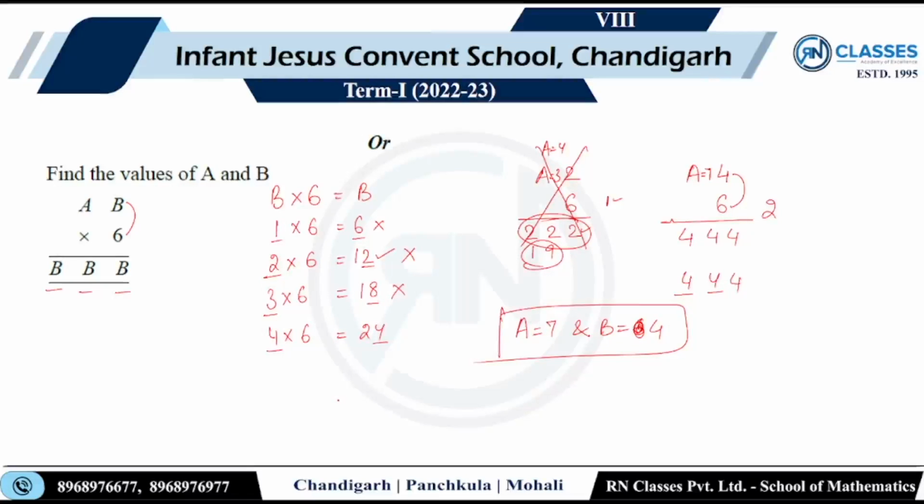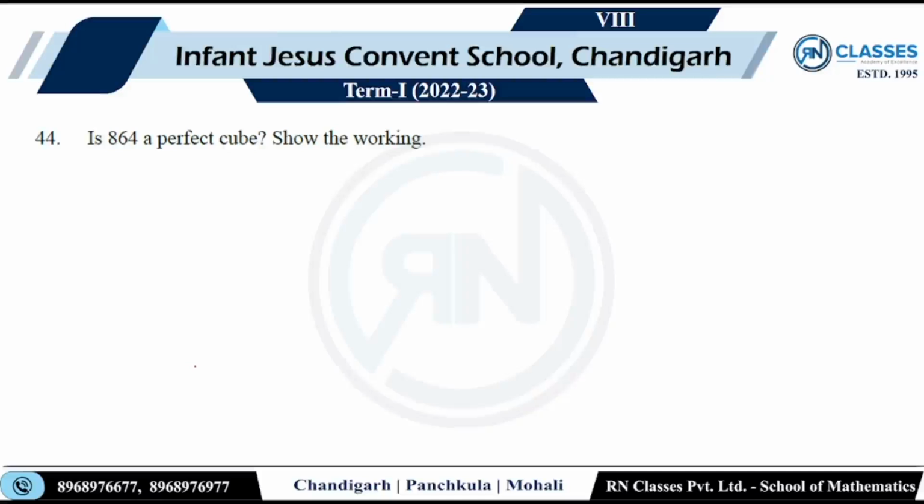Many of you would have done the previous one, which was the easier one. This was a little bit complicated, but not a difficult one. Even if someone would have attempted, would have got the right answer in just a step. Right? Question number 44. Is 864 a perfect cube?